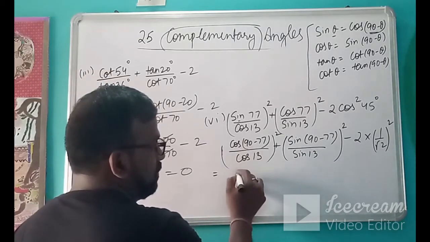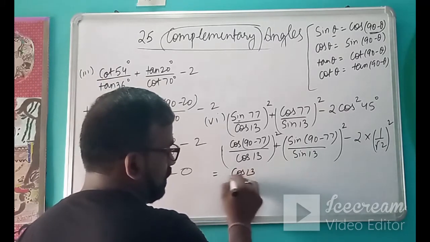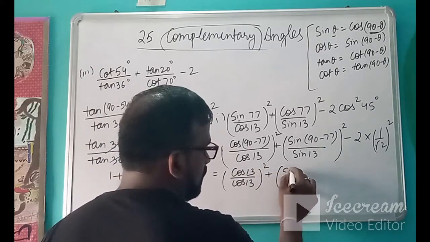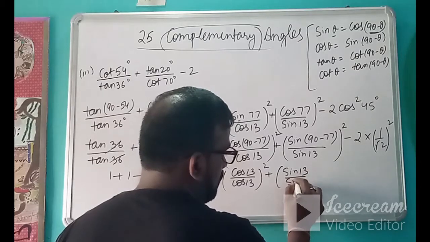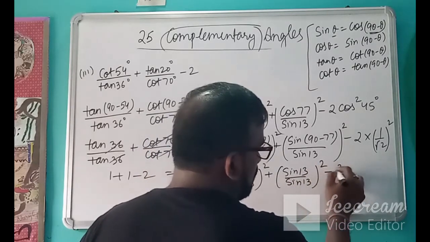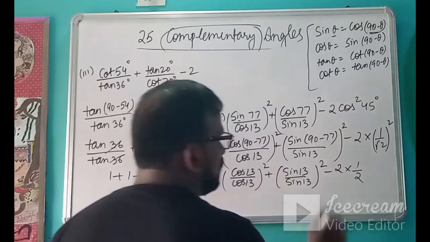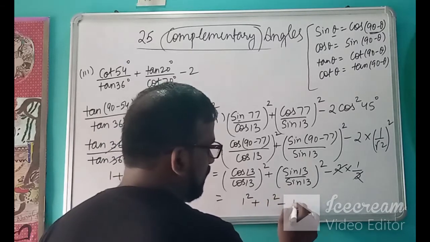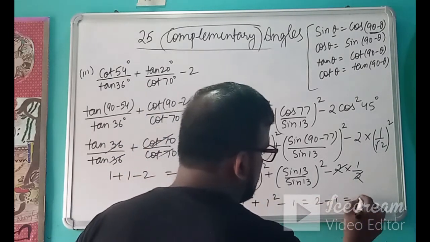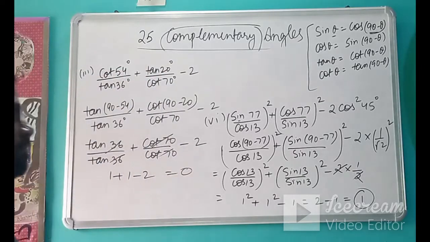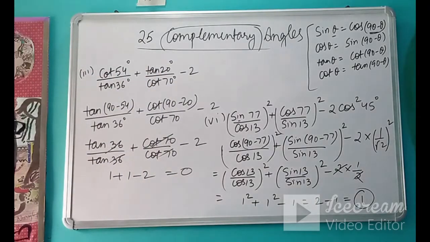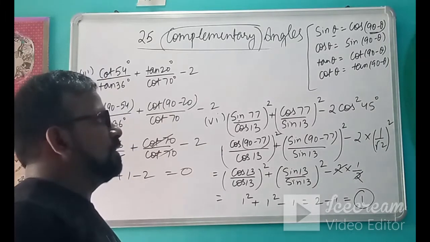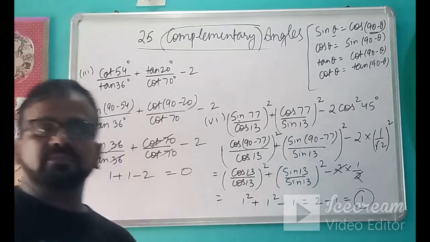So what it becomes? Cos 13 upon cos 13 plus sin 13 upon sin 13, minus 2 into 1 by 2. So here it will cancel. What you will get? 1 square plus 1 square minus 1, 2 minus 1, that is 1. So this will be your answer. So in this manner, we can use the concepts of complementary angles to solve the questions.